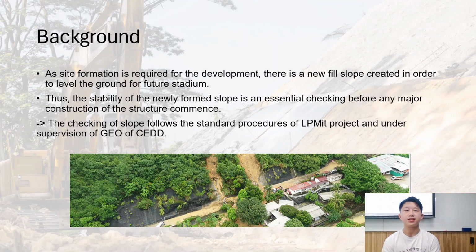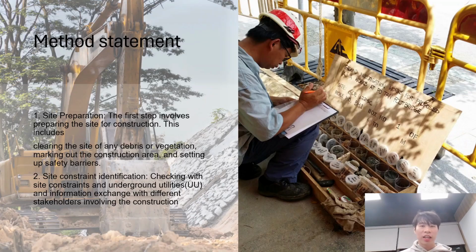As site formation is required for the development, a new filled slope is created in order to level the ground for the future stadium. Thus, the stability of the newly formed slope is an essential check before any major construction of the structure is recommended. The slope checking will follow the standard procedure and be under the supervision of GEO of CEDD.